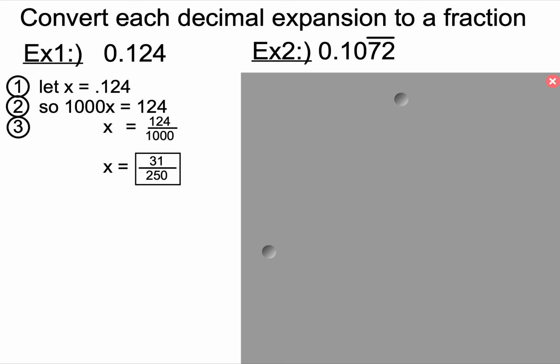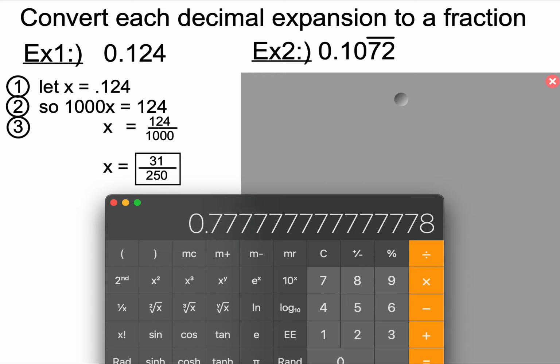Here's a couple of examples. On this one, you're going to convert 0.124 into a fraction. You start by letting x equal 0.124. I multiply both sides by 1,000. Then I divide by 1,000 on both sides. Reducing, dividing top and bottom here by 4 gives me 31/250, which is the correct answer. 31/250 is 0.124. That is correct.